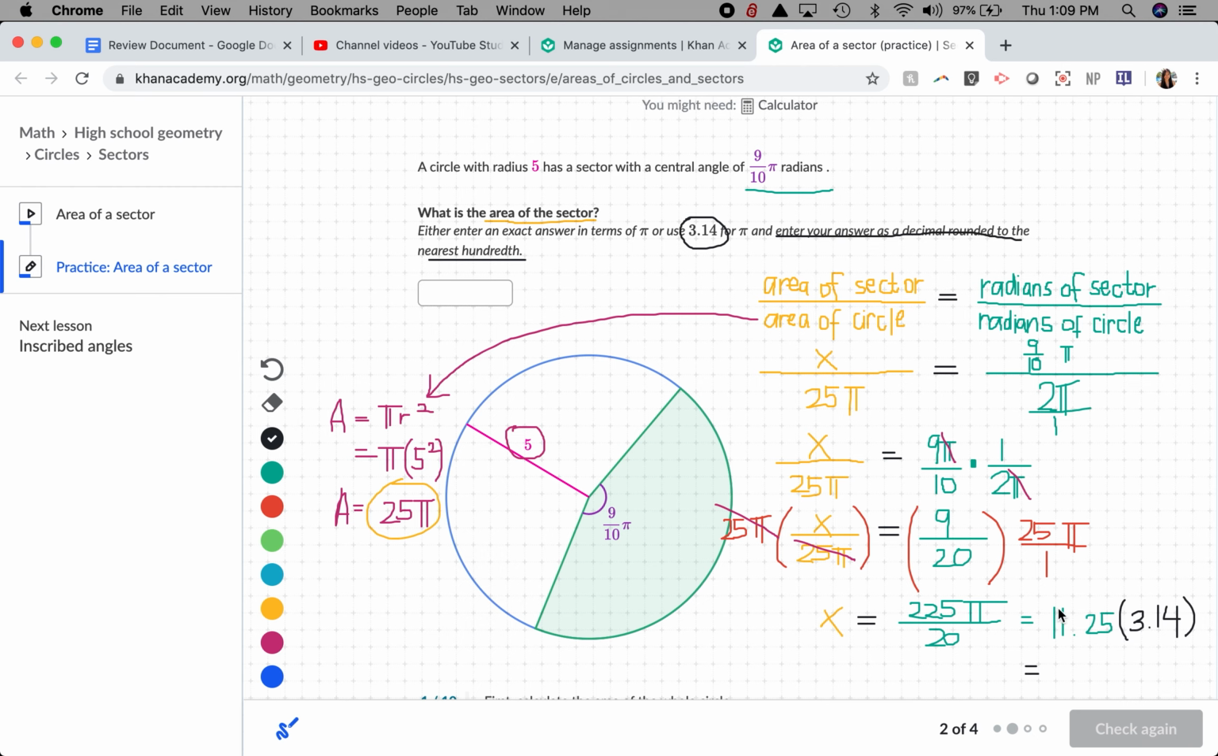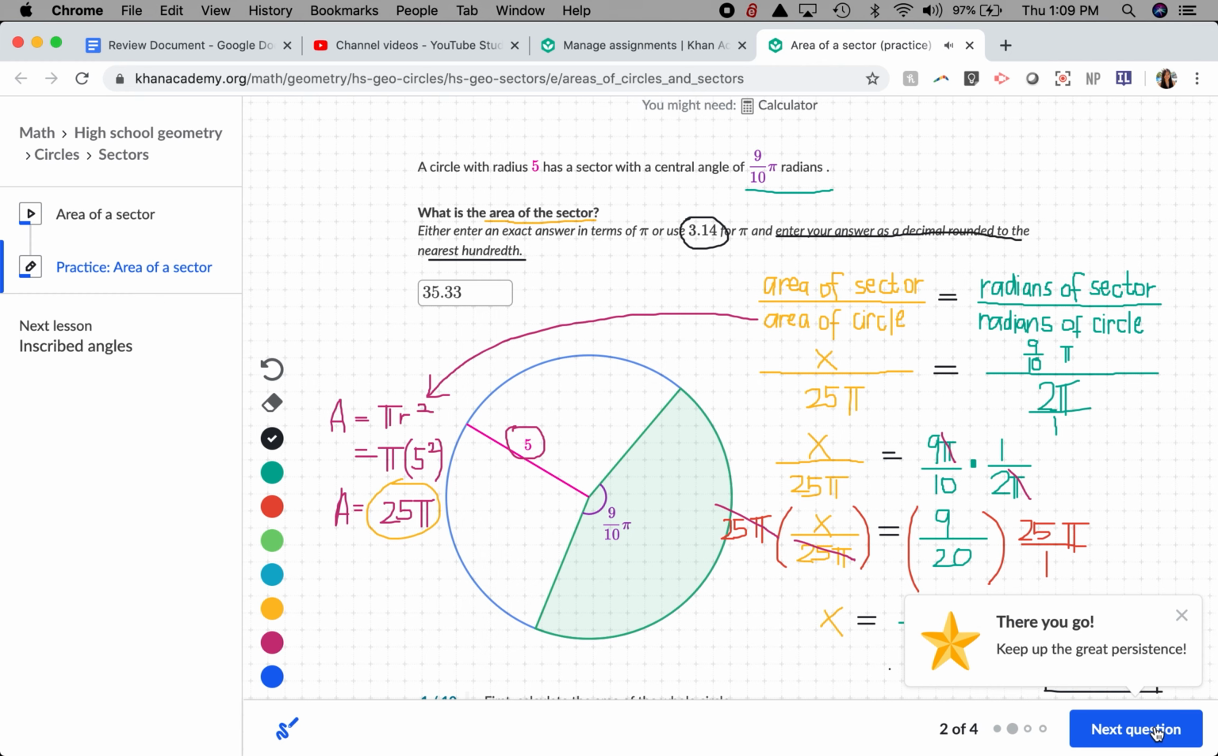We're going to multiply these two now. We're going to have 11.25 times 3.14, and that is going to give us 35.33 rounded to two decimal places, and that's going to be our final answer. 35.33. All right.